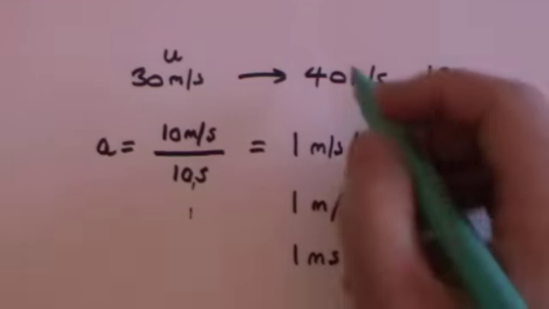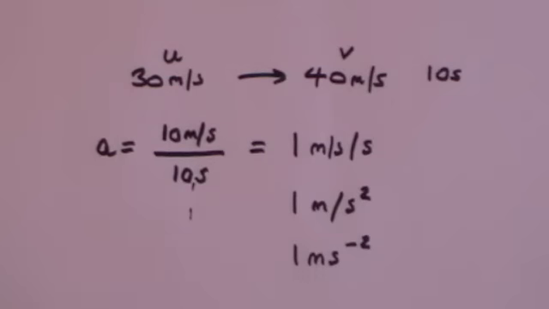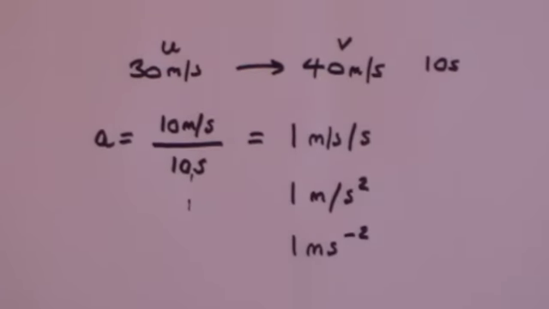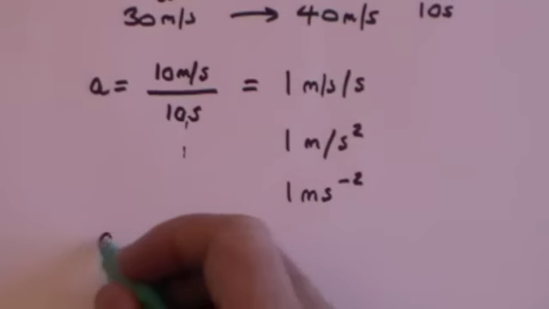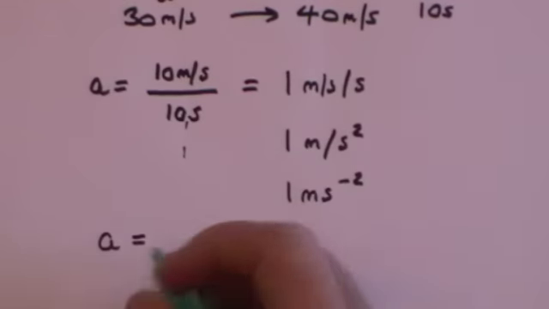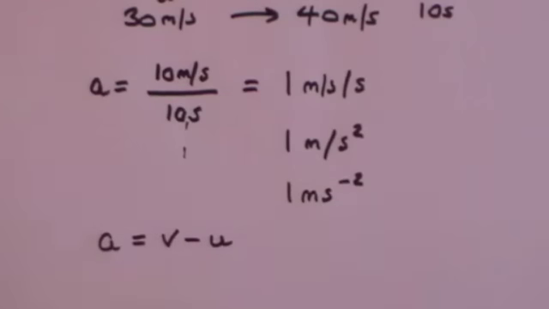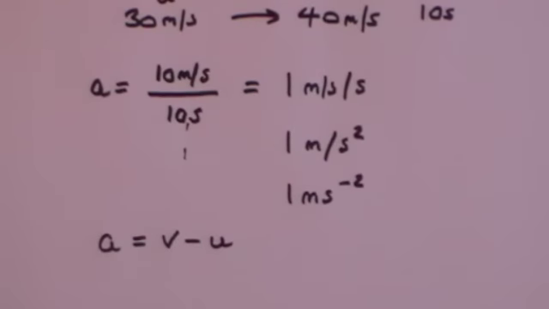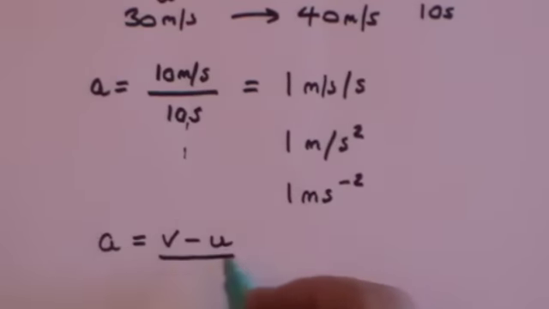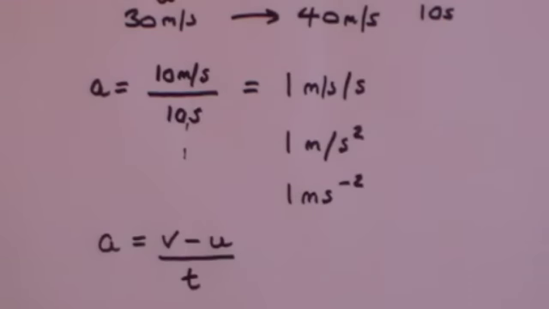So if we do as we did before and say, let us call 30 metres a second the initial speed u, and 40 metres a second the final speed v, then the acceleration is given as the change in speed, which is v minus u, i.e. 40 minus 30, divided by the time it took, which is t. Repeat that again. Acceleration is the change in speed, v minus u, final speed minus initial speed, divided by the time it took, t.